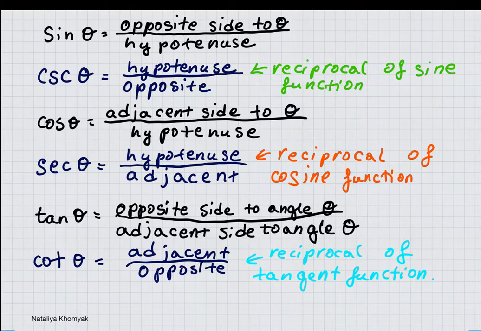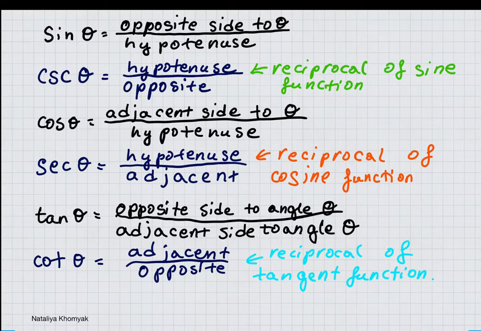Those are to memorize. Sine of an angle is a ratio of opposite side to the angle over the hypotenuse. Cosecant is the reciprocal of sine, which is hypotenuse divided by the opposite side. Cosine is the adjacent side to the angle divided by hypotenuse.